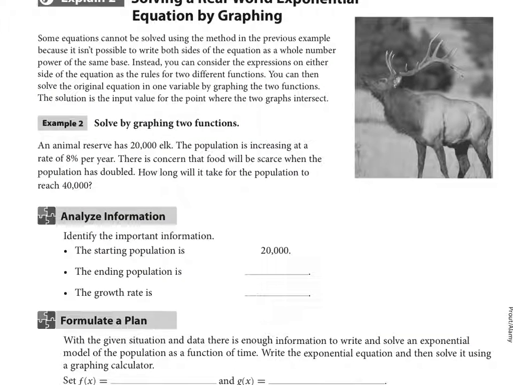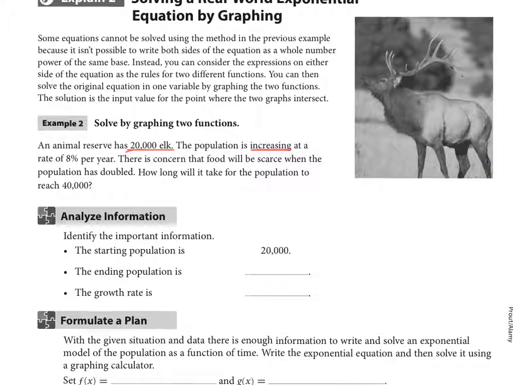So all I'm going to do here is read the problem. I'm going to skip all the other stuff they've got here as far as filling in, and then we'll go over and look at how to solve it. It says an animal reserve has 20,000 elk. Now that's important. That is our starting amount. The population is increasing. Again, an important word.